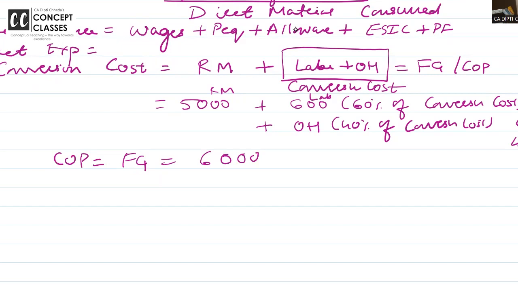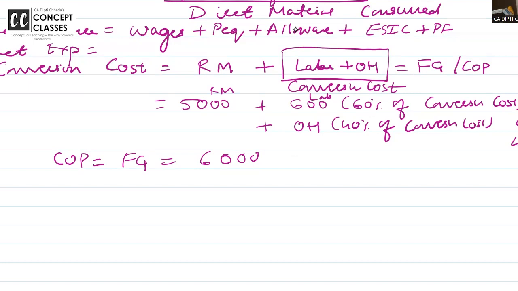Is this clear to all of you? 5,000 is the raw material. Your conversion cost, either they will give directly, or this time, instead, they said 60% of conversion cost is labor, 600. Then the remaining 40% will be overhead, 400, and we got the answer. Sometimes they'll give you total conversion cost and ask you to split.